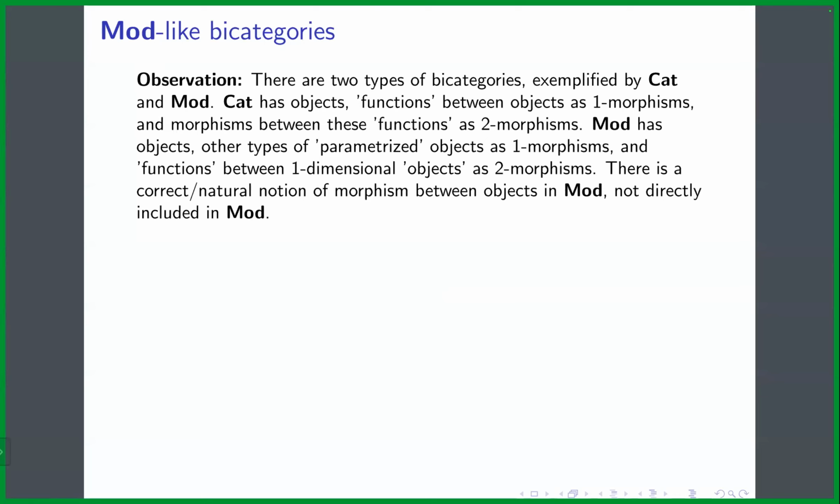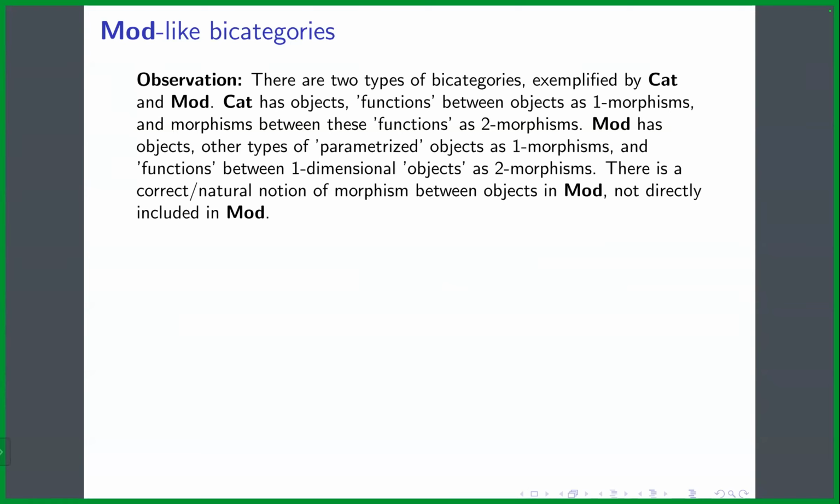Now, Mike Schulman, in his paper on constructing symmetric monoidal bicategories, has an observation which says that there are essentially 2 types of bicategories. Well, I'm not sure if he says it like this, but there are 2 large classes of bicategories exemplified by cat and mod, where cat has objects and some sort of functions between objects, functors, as 1 cells, and morphisms between these functions as 2 morphisms. So these are natural transformations.